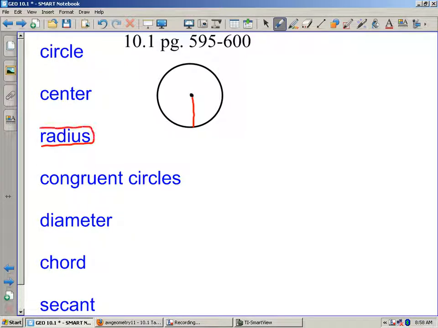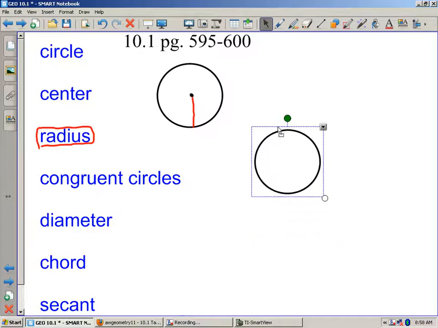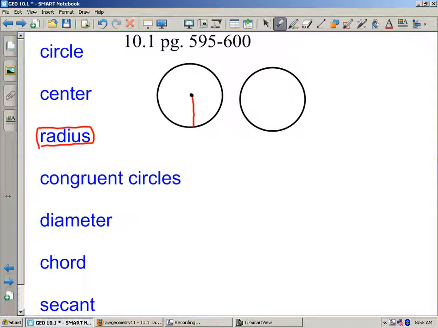Congruent circles are basically any circles that have the same radius. So if I make an exact copy of this and paste it, this circle right here, because it has the same radius length, would be a congruent circle. So we'll say if this radius was 10, this radius was 10, those circles are considered congruent circles.